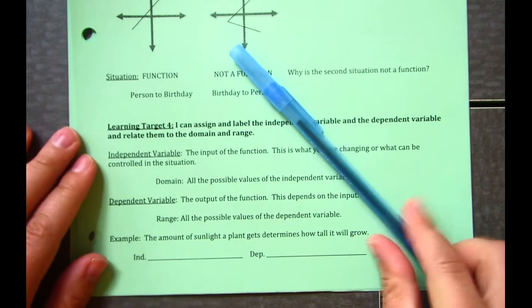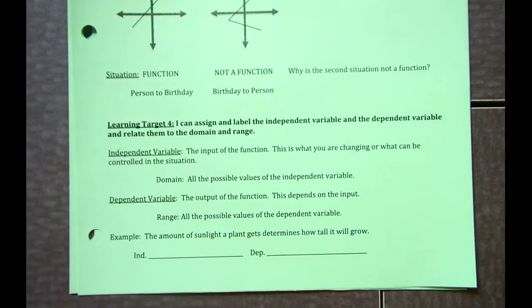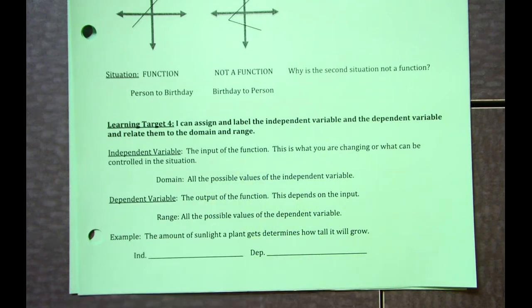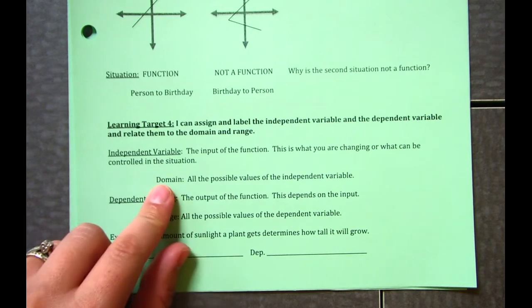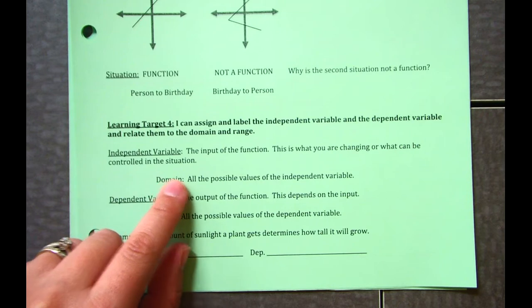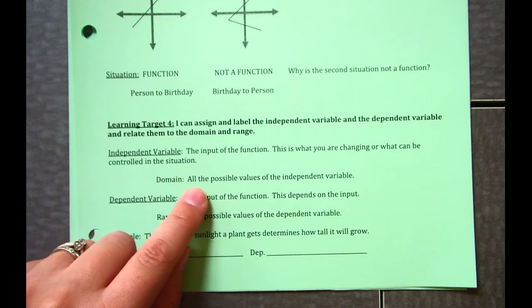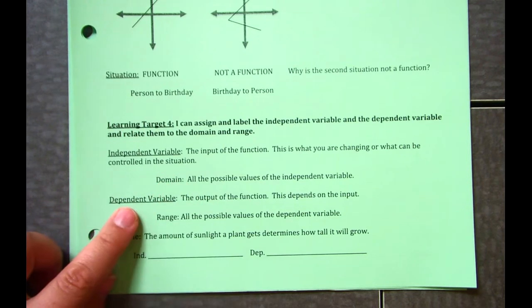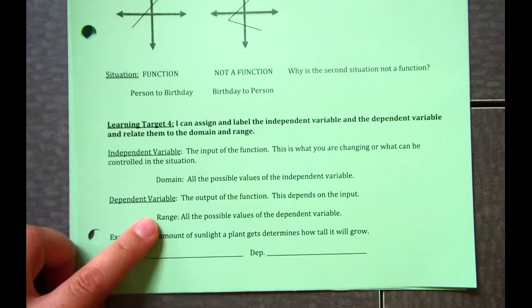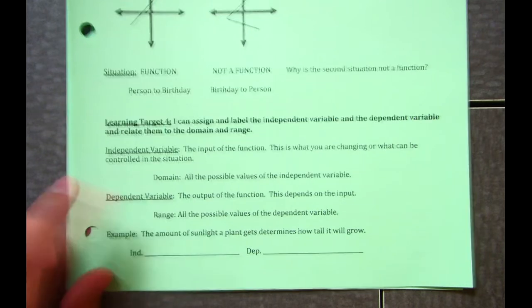Okay, so when we're thinking about the independent variable, it is the input of the function. This is what you are changing or what can be controlled in the situation. And then the domain goes along with the independent variable. The domain is all the possible values of the independent variable. The dependent variable is the output of the function, and this depends on the input. The range goes along with that, and it is all the possible values of the dependent variable.